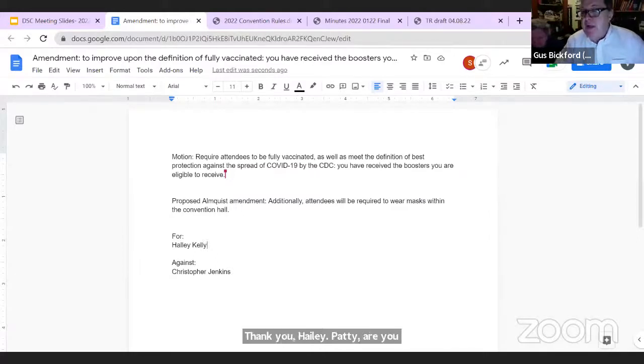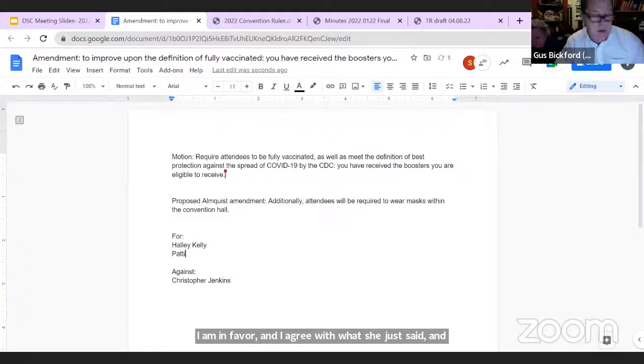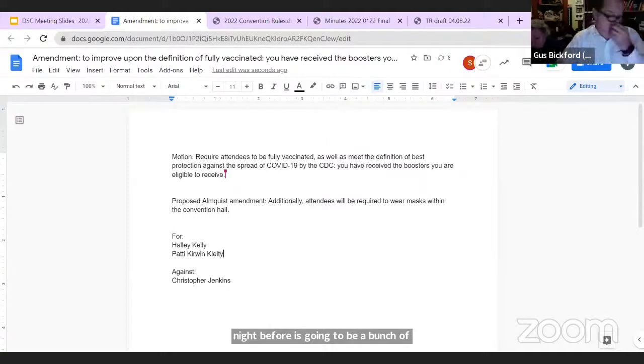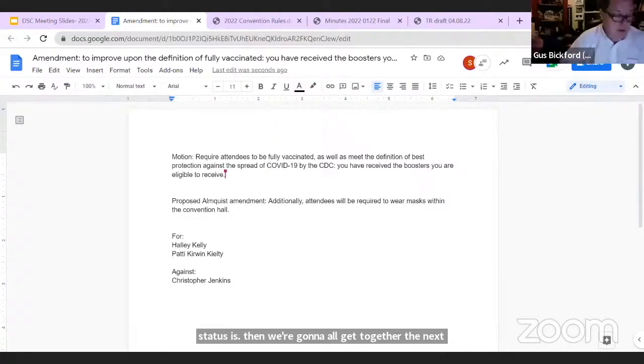Patty, are you in favor or against? I am in favor, and I agree with what she just said. Especially given that the night before is going to be a bunch of gatherings with people who will have absolutely no idea what their vaccination status is, then we're going to all get together the next day. I feel like it's kind of crazy to not require masks in addition to being up to date on your vaccines. Okay, we're gonna go to someone against.